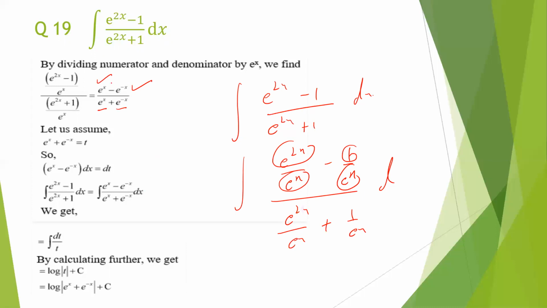Now easily we can see this numerator is the derivative of the denominator. So what we can do, we can take this denominator as t, differentiate, put the value, and you will get the answer. So many times multiplying or dividing by some function makes the integral easy to integrate.